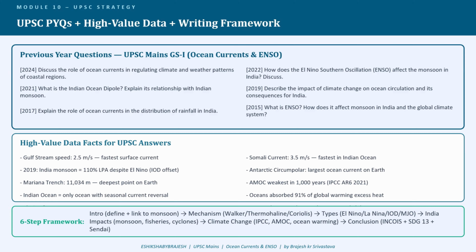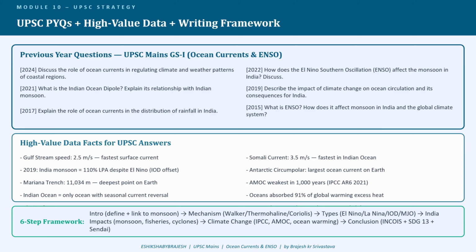Per IPCC AR6, Indian Ocean is the only ocean with complete seasonal current reversal. Oceans have absorbed 91% of global warming excess heat. El Nino frequency every 2 to 7 years. MJO cycle 30 to 60 days, 8 phases. 6-step answer framework. Step 1.